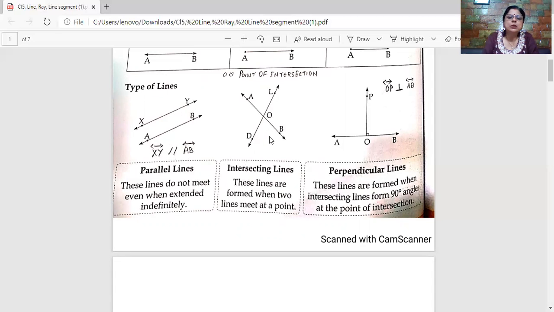And in this case, let me tell you, these angles formed here and here are called vertically opposite angles. Now, perpendicular lines. These lines are formed when intersecting lines form 90-degree angles at the point of intersection. So, perpendicular lines are also intersecting lines. But at the point at which they meet, they form right angles. And that is why they are called perpendicular. And we write OP is perpendicular to AB.